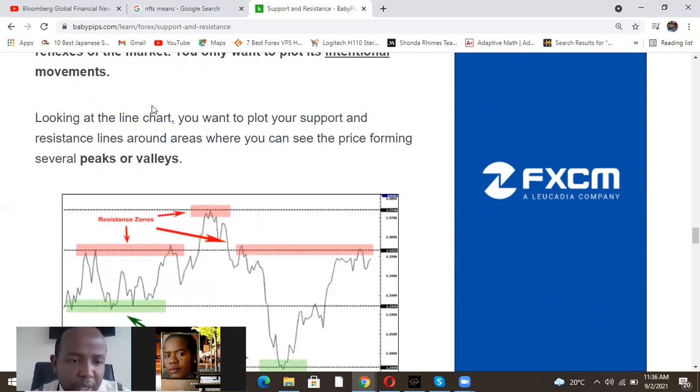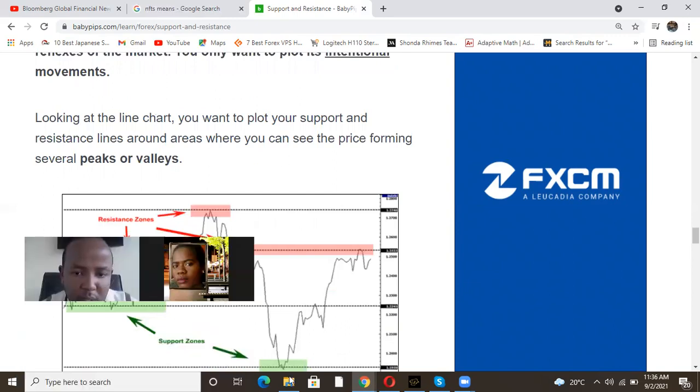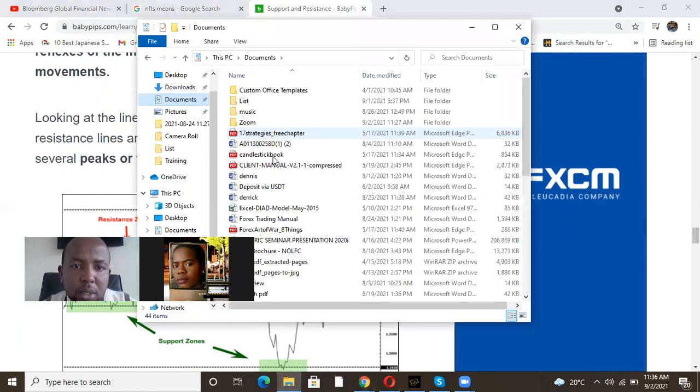Give me guys a little bit. I want to see what I have on my notes on support and resistance. Just one minute. It's here.